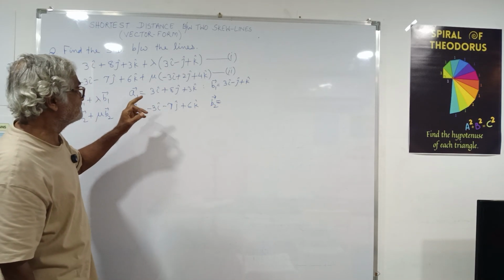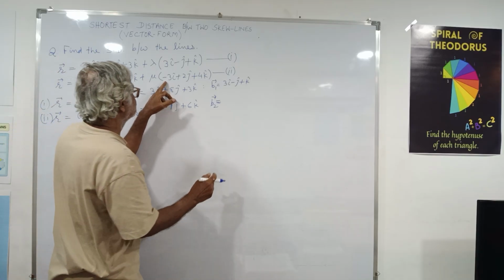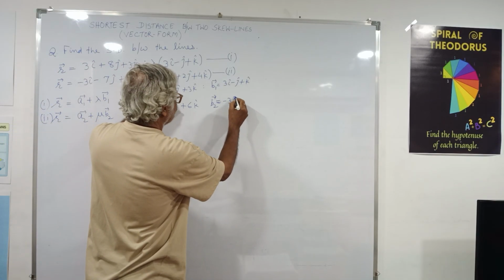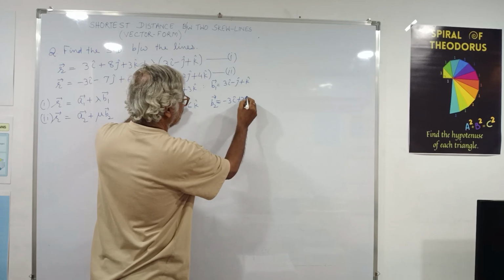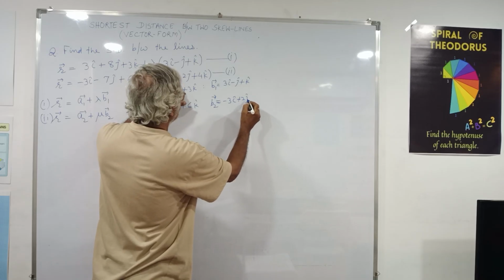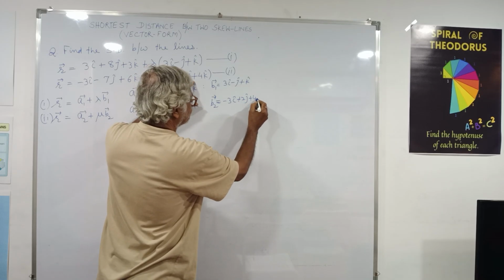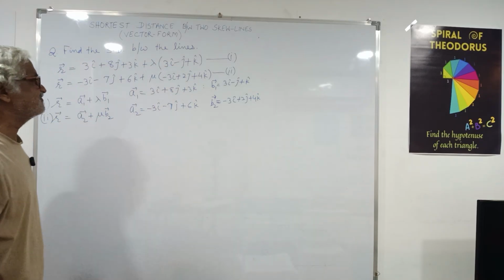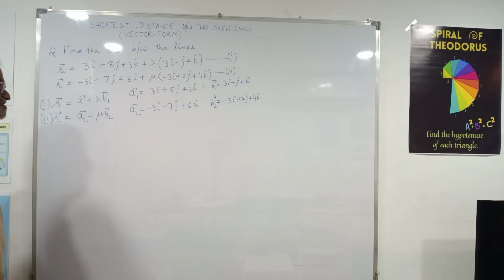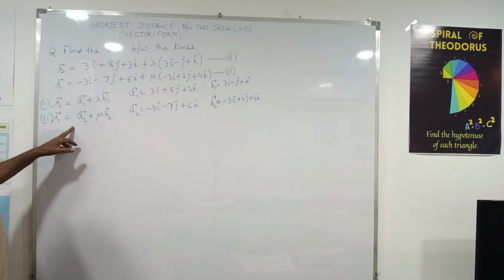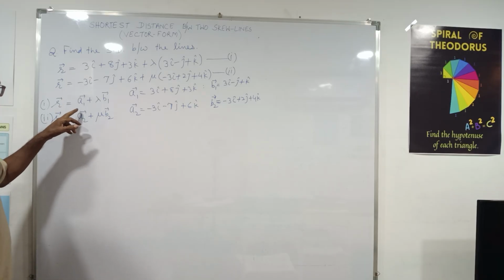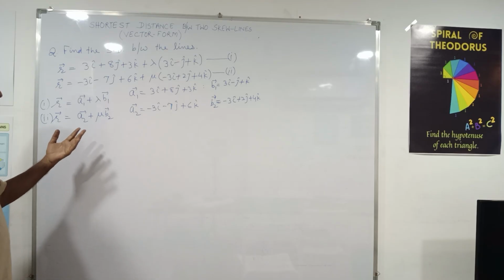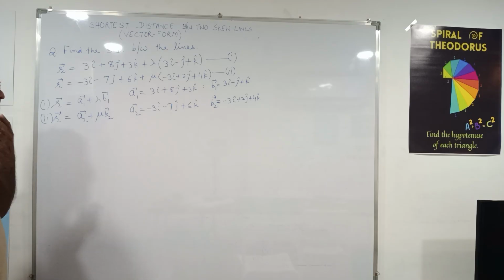b2 vector is minus 3I cap plus 2j cap plus 4k cap. Now the formula for shortest distance is a2 minus a1 vector dot b1 cross b2 divided by mod of b1 cross b2.